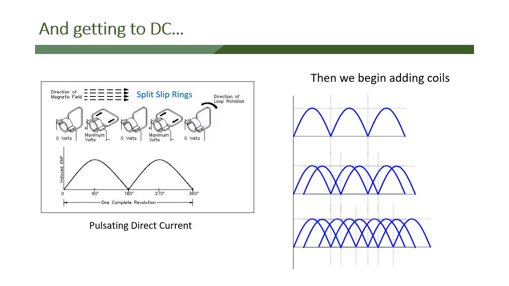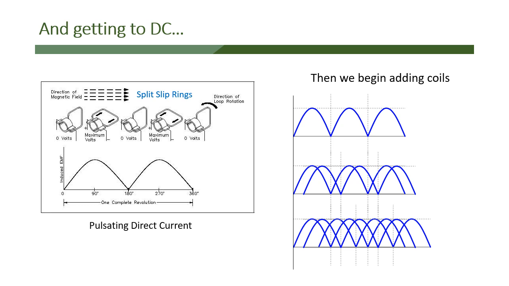Now, if we wanted to, we could create a DC in a very similar method, but we use a different ring structure. And again, this is a little bit of depth that's not in the book, but just so you know, there is a DC type of generator that has a slightly different ring structure called split slip rings. Say that 5 times fast, split slip rings. And that allows us to create pulsating DC.